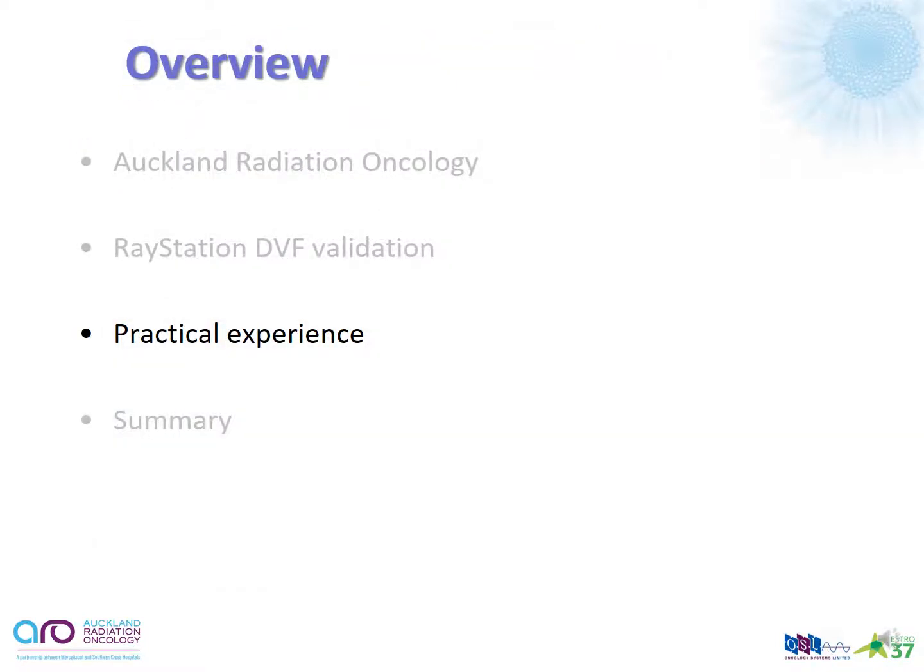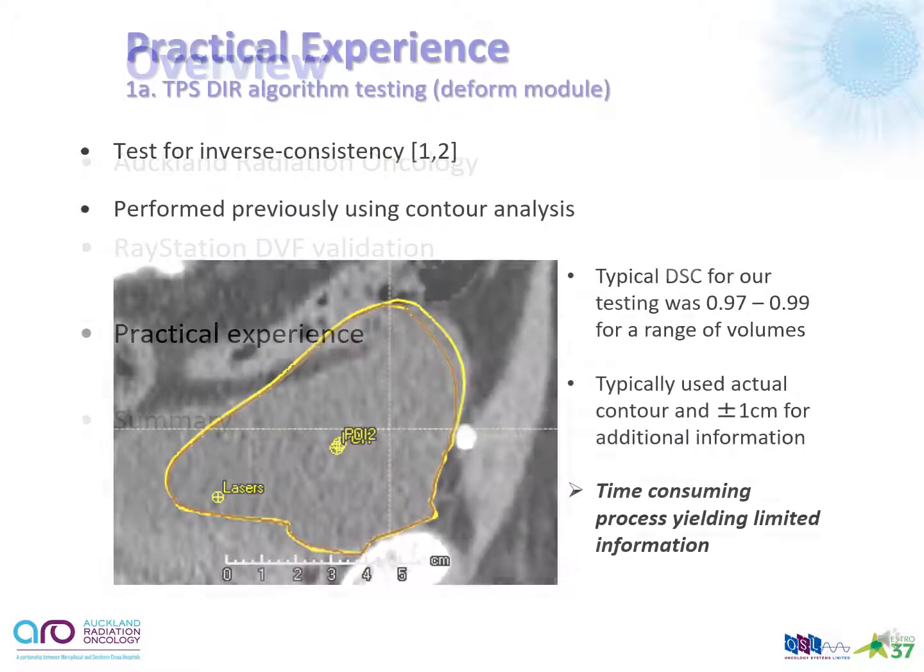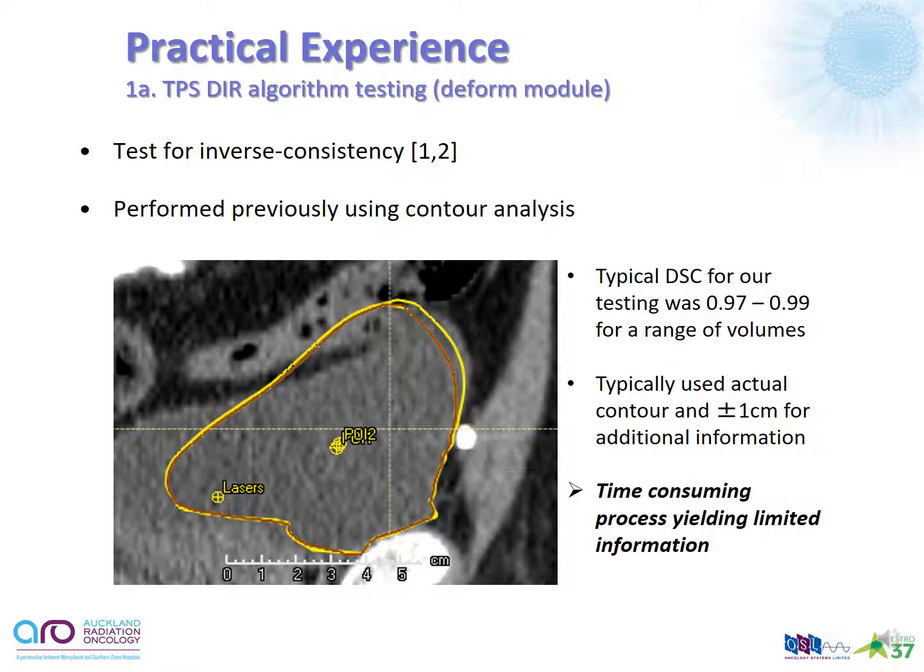So I'll now cover some of our practical experience of using ImSimQA. So one of the first examples I'll show you of our practical experience is how you can use the tools in ImSimQA to commission your DIR algorithm. So I'll show an example here for inverse consistency, which is one of the checks suggested by TG132. And this is essentially ensuring that, or at least testing, that regardless of which direction you perform the DIR algorithm process, the results are equivalent.